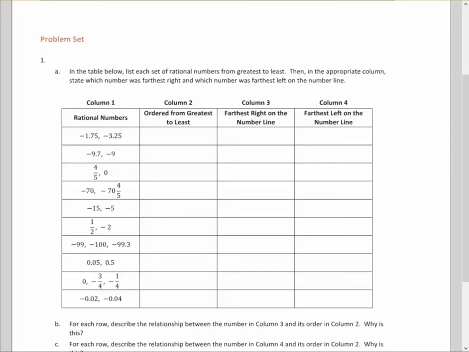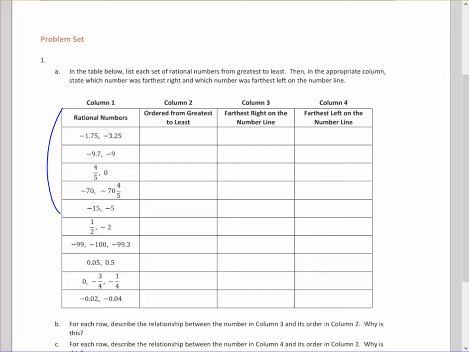That sounds like a good plan to me. So let's just do a handful of these, all right? Let's just do like these. All right, so ordered from greatest to least. So we want the biggest, the number furthest right on the number line for the greatest, okay? So negative 1 and 75/100ths compared to negative 3 and 25/100ths. Well, if you owe somebody $1.75, you have more money than if you were to owe somebody $3.25, right?